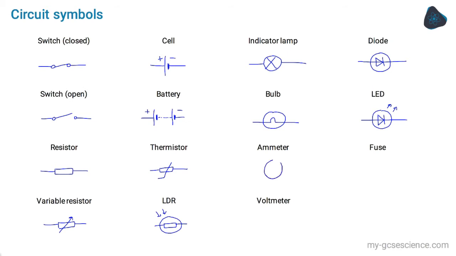There are two meters that we need to know about for the exam. The first is the ammeter, which measures the current through part of a circuit, and then the voltmeter, which measures the potential difference between two points in a circuit. We'll talk lots about current and potential difference in our next video, but before then, finishing off with our last component here, which is the fuse. Fuses set a maximum value on the current that can flow through part of a circuit.